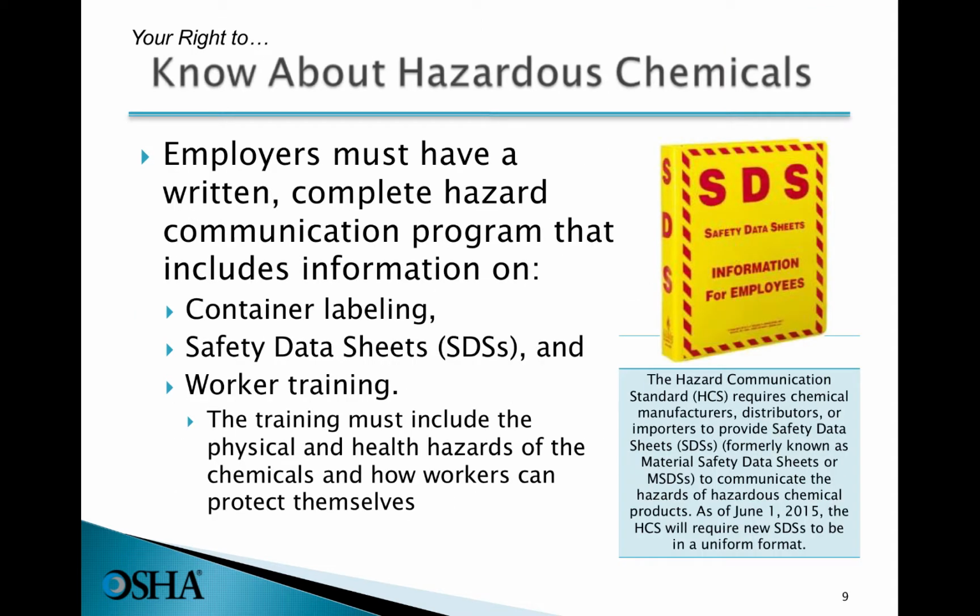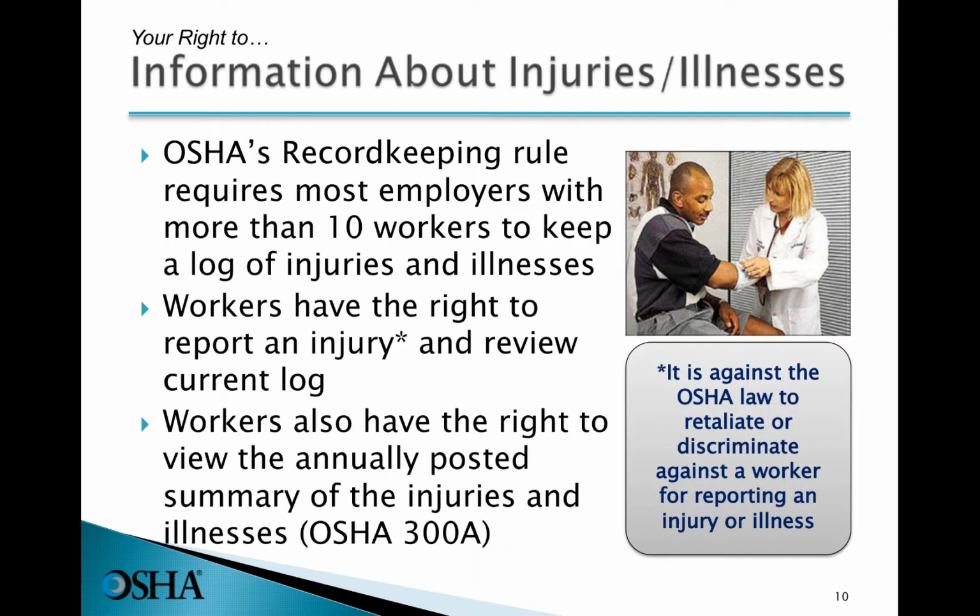Employers must have a written, complete hazard communication program that includes information on container labeling, safety data sheets, and worker training. The training must include physical and health hazards of the chemicals and how workers can protect themselves. The hazard communication standard requires chemical manufacturers, distributors, or importers to provide safety data sheets, SDSs, formally known as material safety data sheets, to communicate the hazards of hazardous chemical products. We'll talk more about that in this course. As of June 1st, 2015, the HCS will require the safety data sheets to be in a new and uniform format.